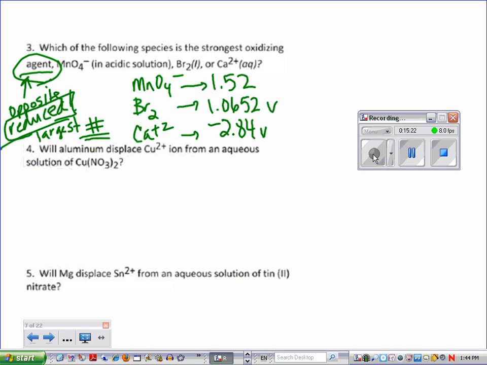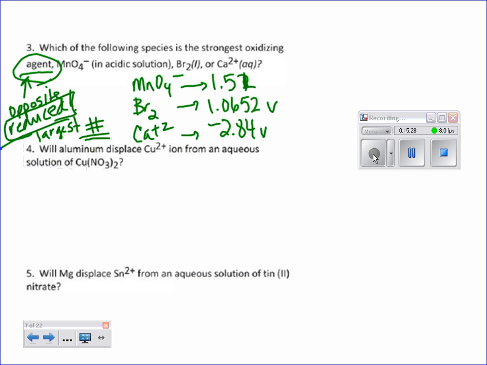Okay, so we got 1.51 for our voltage for our permanganate ion. Our Br2 was 1.065, and our Ca2+ is our negative 2.84. So which one is our best oxidizing agent, meaning the one that's most apt to be reduced? This one right here. The MnO4- is our strongest oxidizing agent.